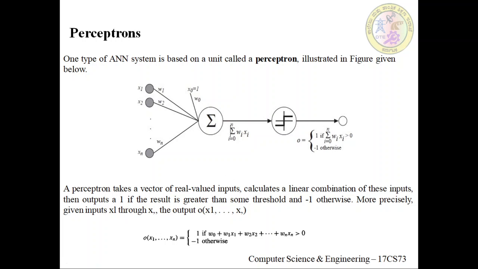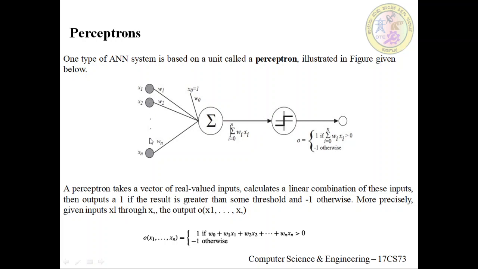So this is a simple ANN system, one type of the ANN system. It is based on the unit we call the perceptron. So this is the diagram of the perceptron here. What this perceptron does is it takes the vector of real valued inputs and calculates the linear combination of these inputs, and then outputs 1 if the result is greater than some threshold and minus 1 otherwise. If you see here, that is what is being given.